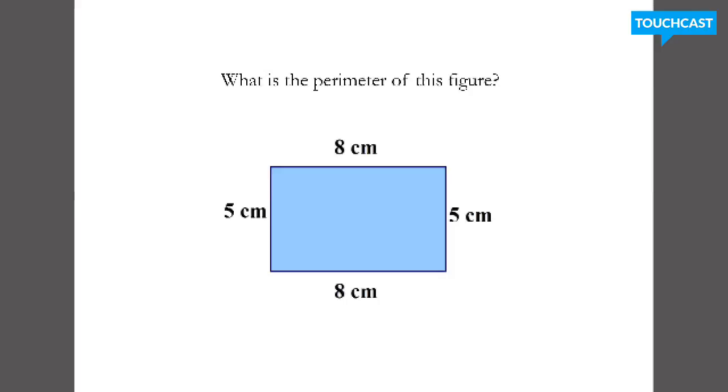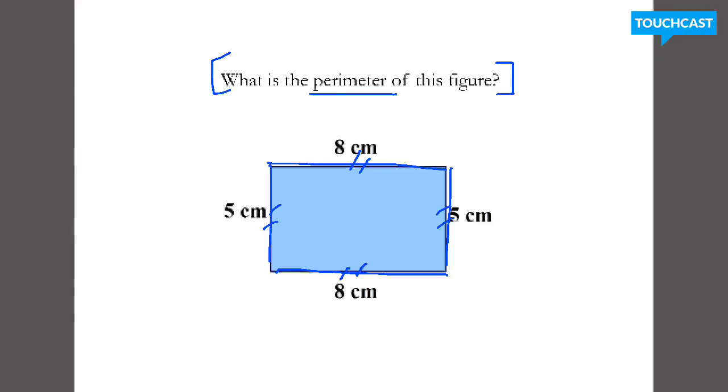Alright, let's look at a different example. So, this says, what is the perimeter of this figure? And right now, you're given the 4 sides. 5 centimeters, 8 centimeters, 5 centimeters again, 8 centimeters. Remember that in a rectangle, we have congruent opposite sides, which means the sides that are opposite from each other have the same length. So, knowing what you do, go ahead and calculate the perimeter of this figure.